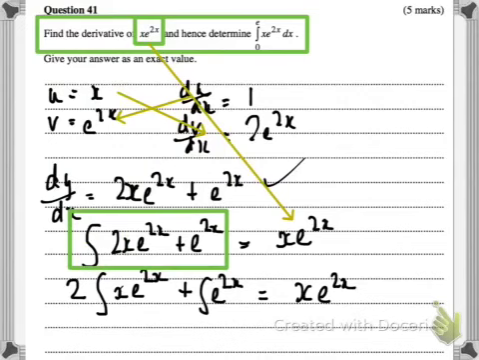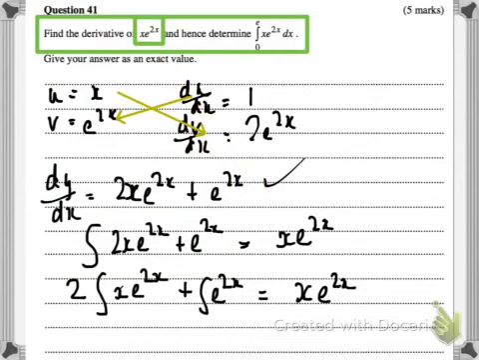Here's our target over here: x e to the power of 2x. At the moment we've got 2x e to the power of 2x, plus we've got this other e to the power of 2x hanging on. All right, so just get rid of some of the boxes here again.